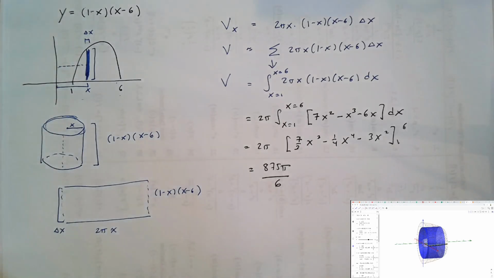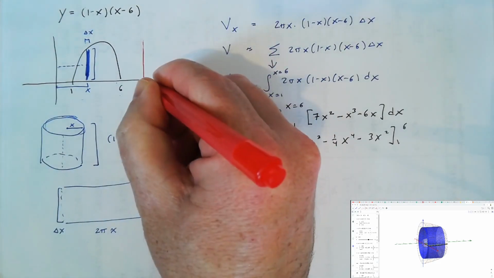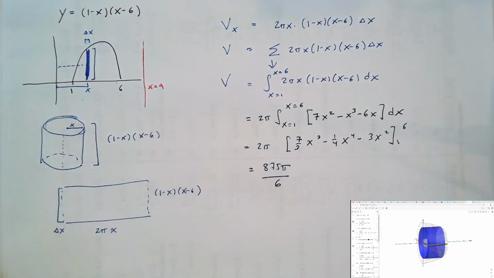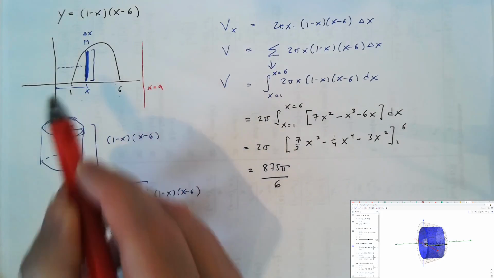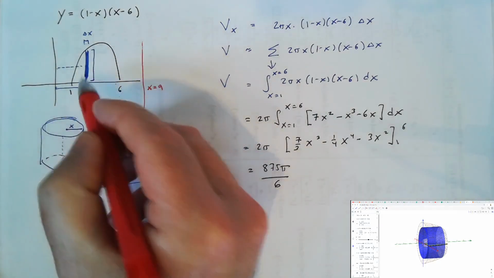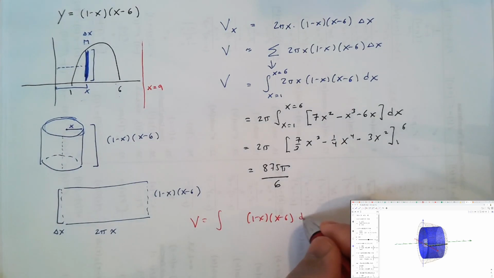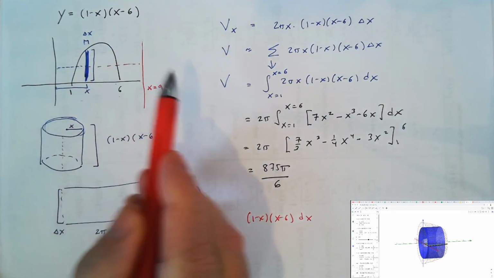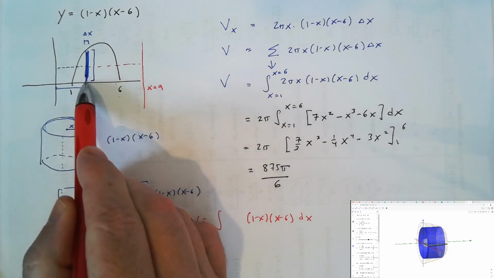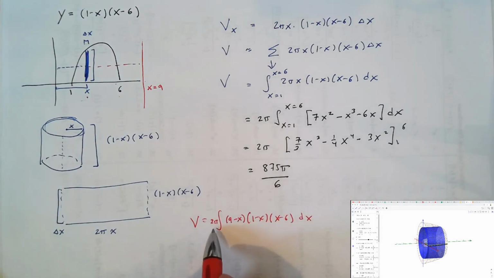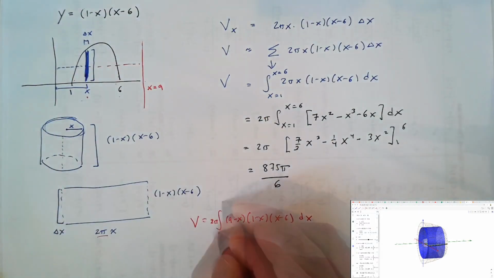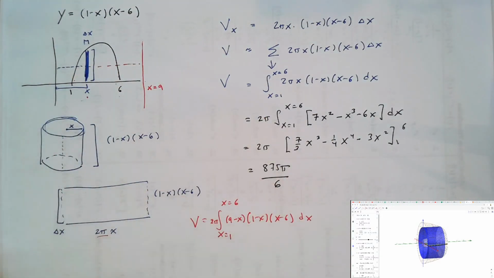If instead of rotating about the y-axis, we had rotated about the line x equals 9, how would the setup of this integral change? We would still have a tube as we revolve this blue slice around the line x equals 9. The height would still be the same. The width of the slice would still be the same, but the radius of the tube would now be the distance from the line x equals 9 back to where we have this value x. So the radius would be 9 minus x. We still need the 2 pi here from the circumference of the tube, but the limits of integration would still be 1 to 6, so that we get every possible blue slice. I'll let you work this one out, but it's still the integral of a polynomial.